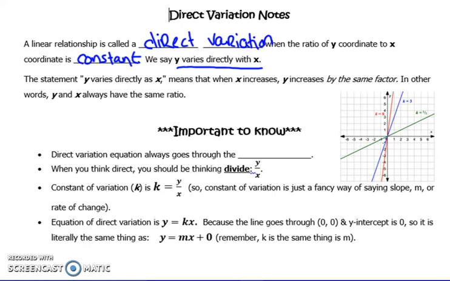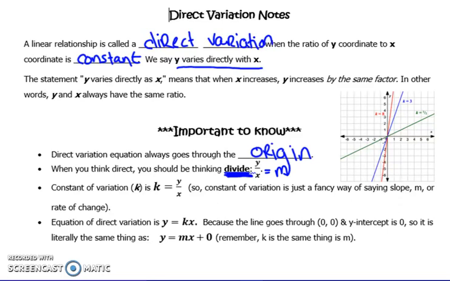Now, just some tidbits of information for you to know. Direct variation equations always go through the origin. Every time. If it does not go through the origin, it is not a direct variation. A tip to help keep all the terms straight and all the equations straight: direct variation is when you divide. They both begin with the letter D. It's just like slope. You're going to do y over x. It's the same thing as our m.